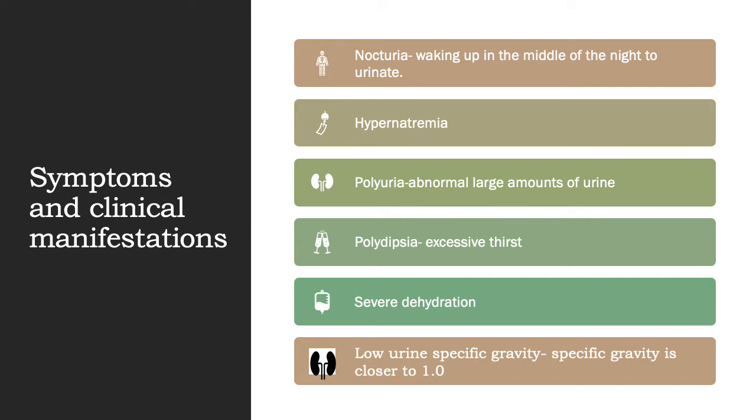So some symptoms and clinical manifestations are nocturia, so you're waking up in the middle of the night to go to the bathroom, hypernatremia, the increased sodium, polyuria, large amounts frequently going to the bathroom, polydipsia, excessive thirst, severe dehydration, and also low urine specific gravity, and the specific gravity is usually closer to 1.